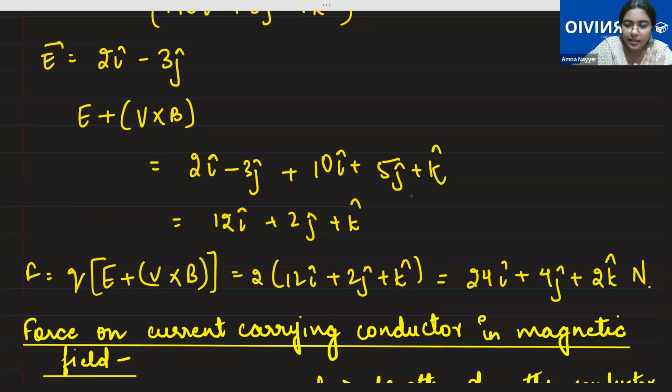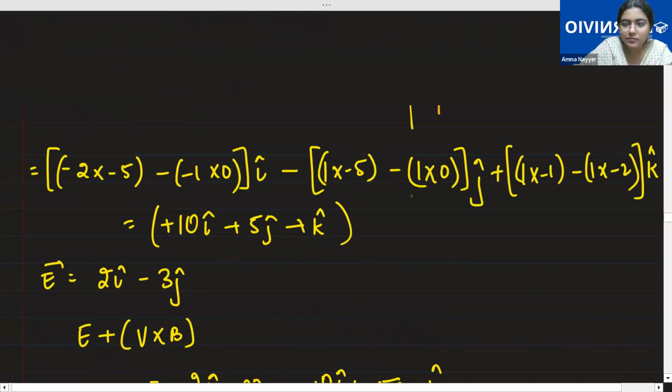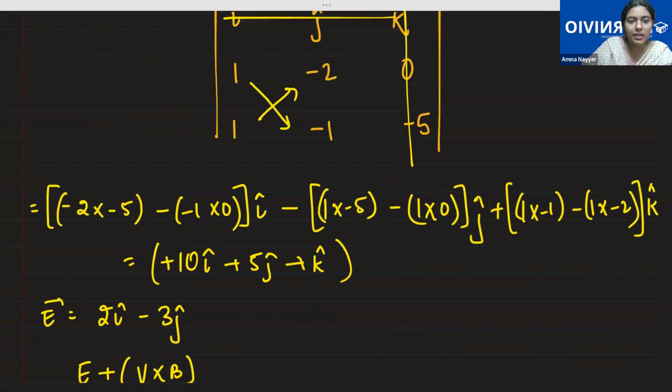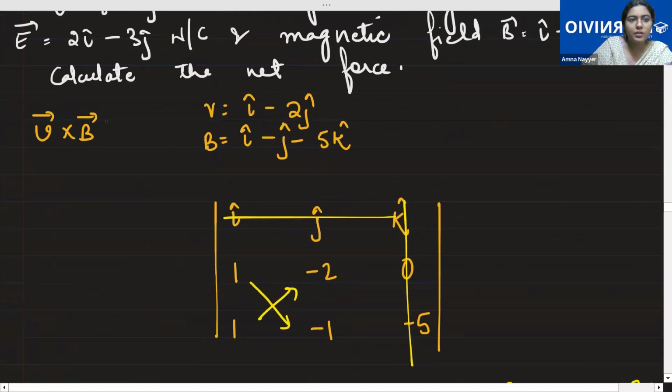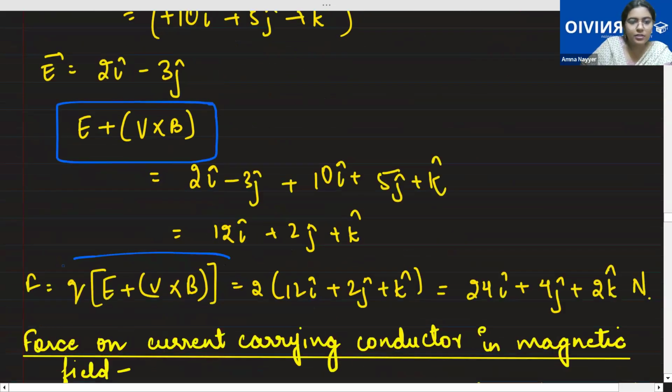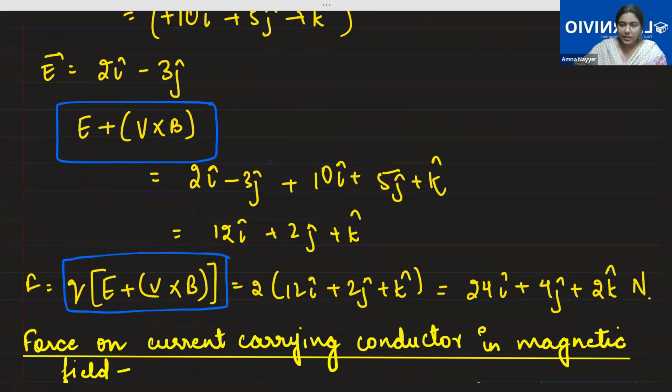Got it? How have we done this? First you take the cross product, that is V cross B. Then you add E plus V cross B. And then for the force, finally this will be Q into (E plus V cross B).